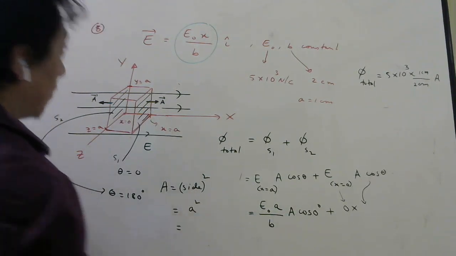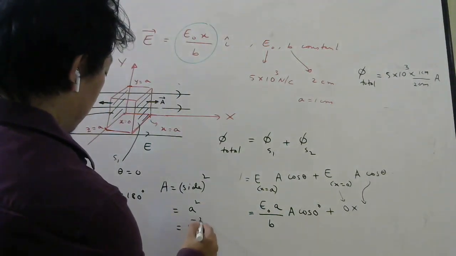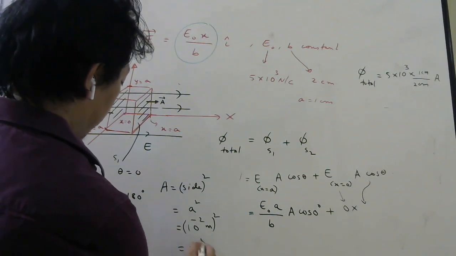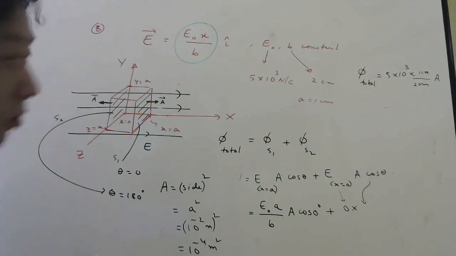What was A given to us? A was given 1 centimeter. So it will be 10 power minus 2 meter whole square. So area is 10 power minus 4. Okay, students, so area is 10 power minus 4 meter square.